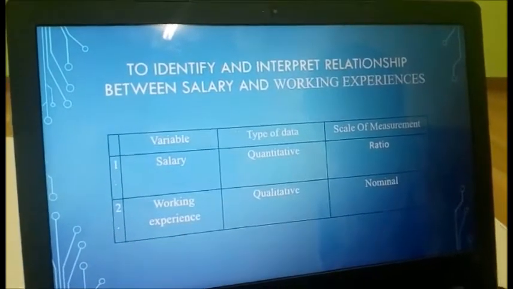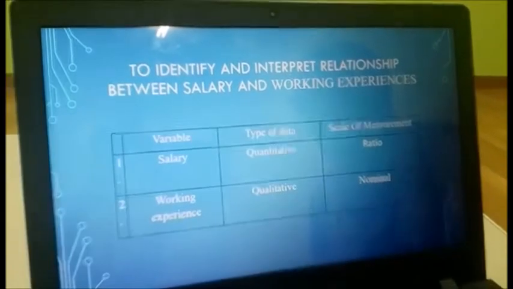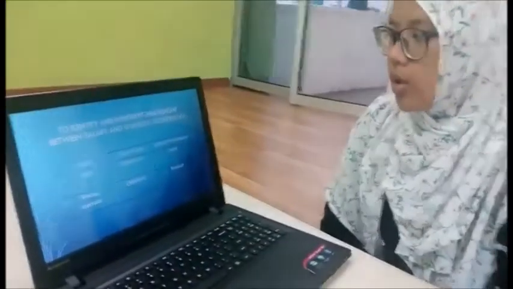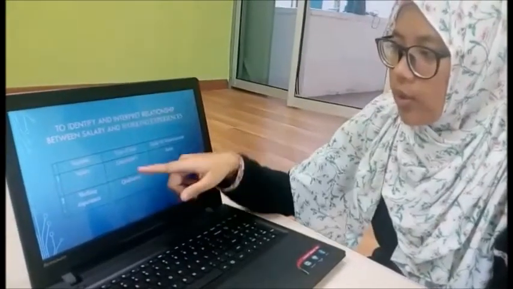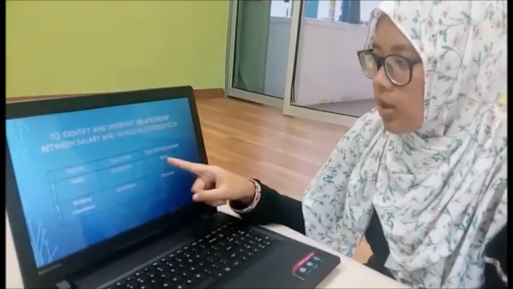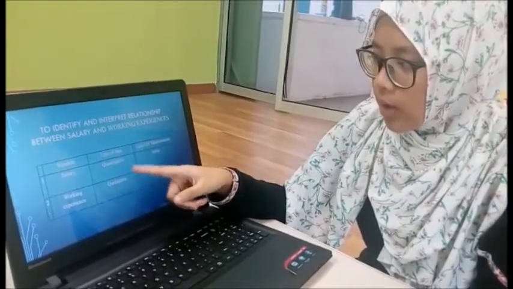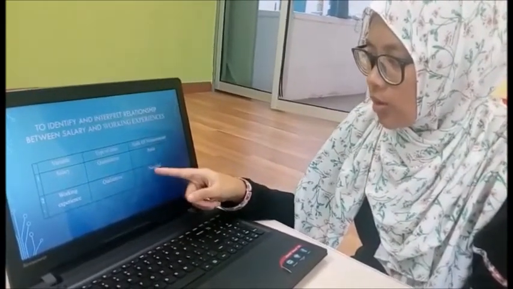So next objective is to identify and interpret relationship between salary and working experience. First, the variable is salary, type of data quantitative and scale of measurement ratio. Then working experience, type of data is qualitative and scale of measurement is nominal.